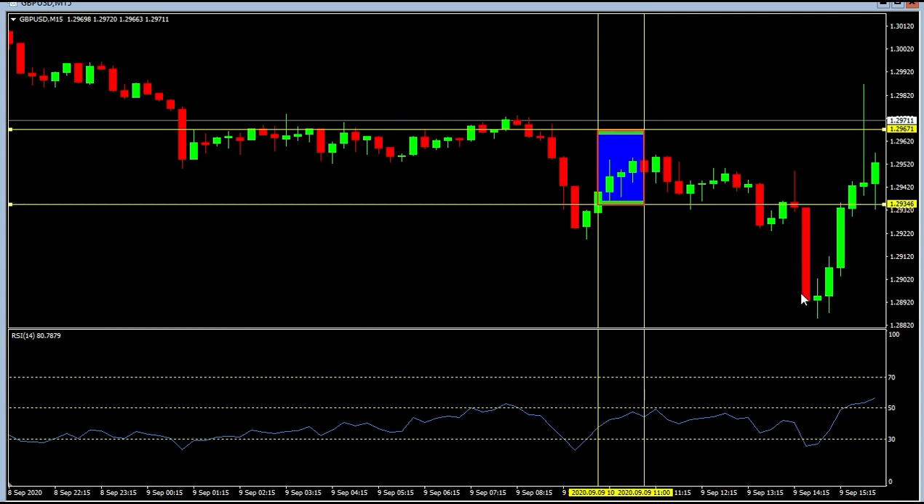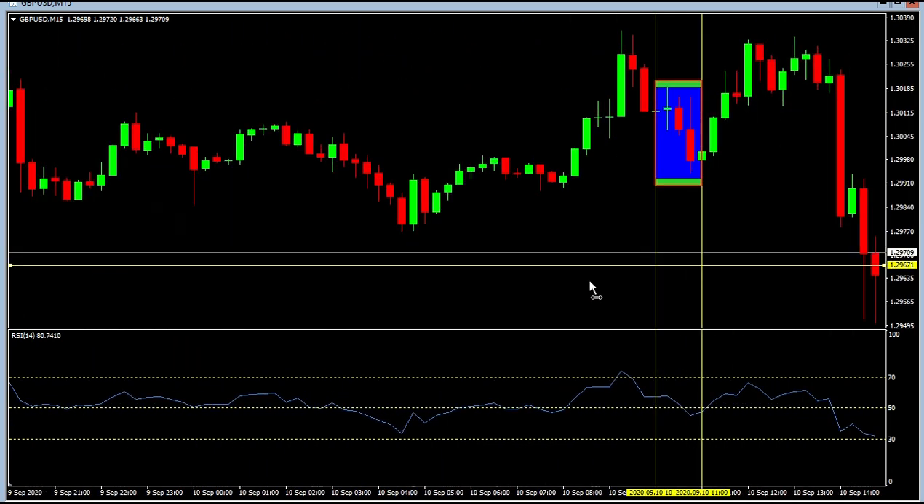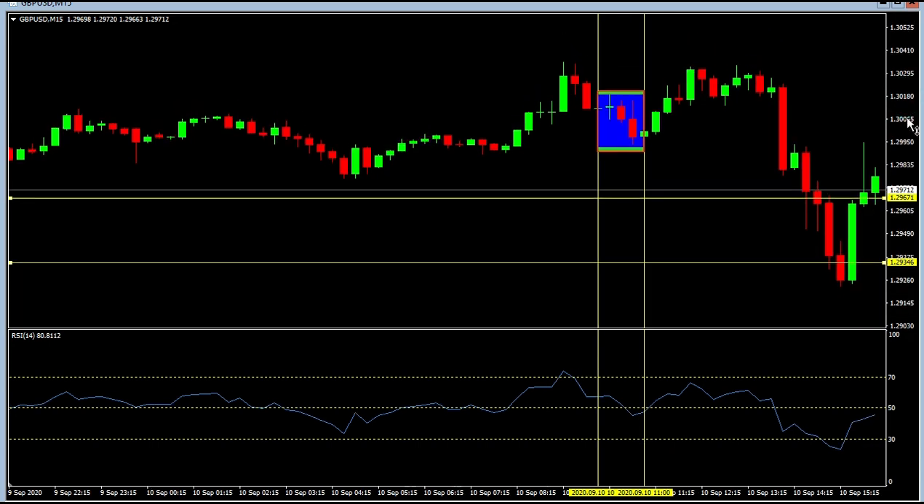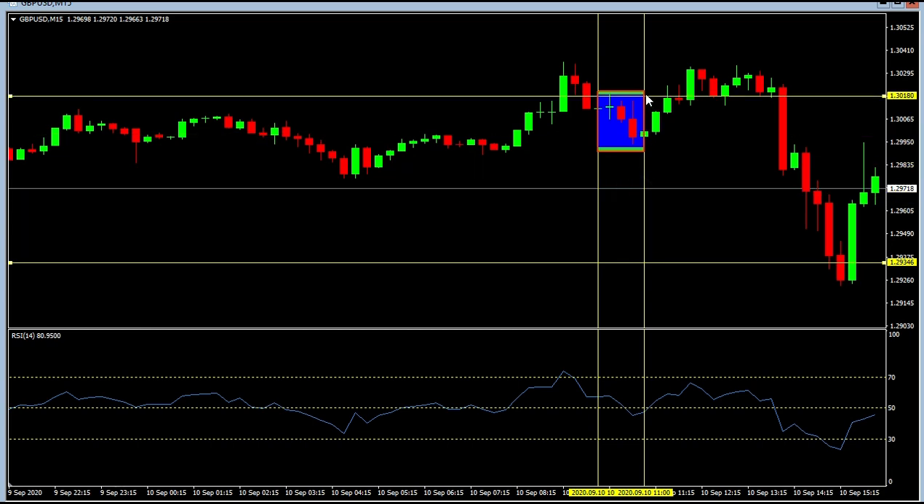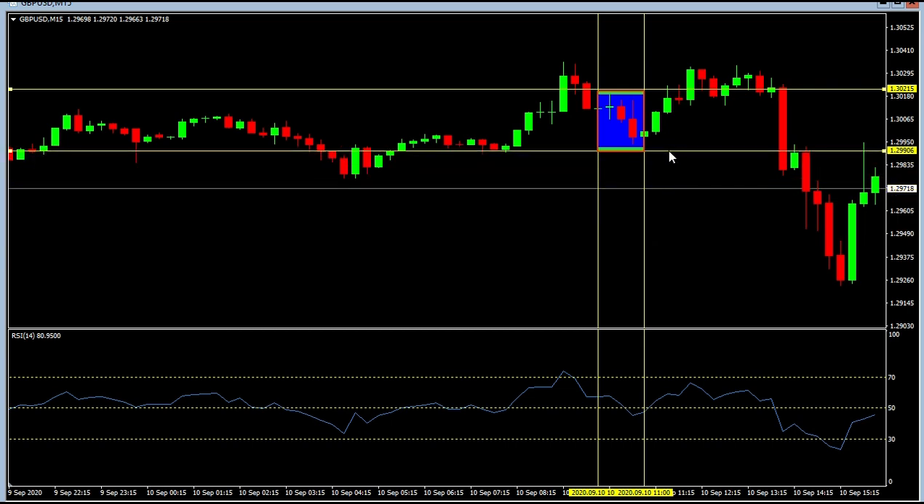Okay, let's go to the next day. Now this is something tricky. Go here and put your line here, put the other line here, and look below. What is it saying? The market is going up. So you're going to place your pending buy order here and stop loss here.